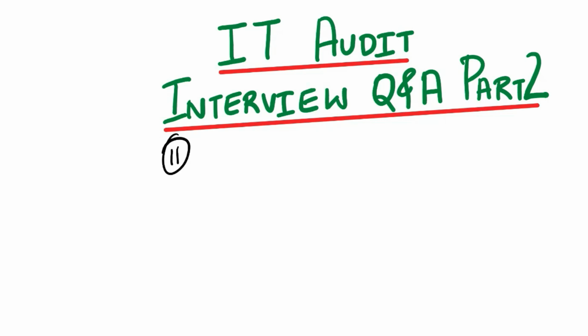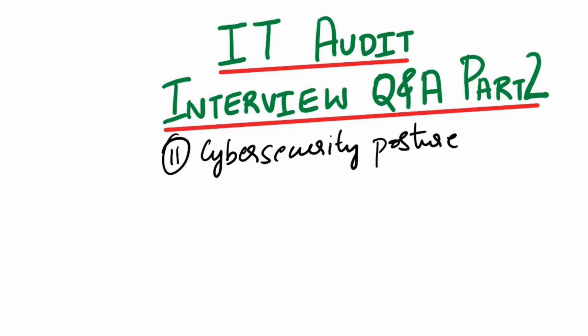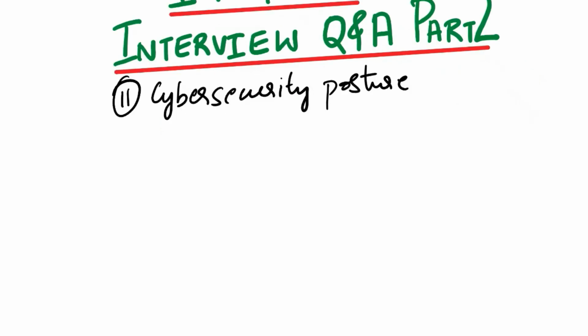Let's go to the first question of this video. I've written it as 11 because 10 are covered in part 1. How do you evaluate an organization's cybersecurity posture during an IT audit, and what key areas do you assess? To answer this question, you can say: when evaluating an organization's cybersecurity posture during an IT audit, I employ a comprehensive approach that involves assessing various key areas to ensure a robust and resilient security framework.